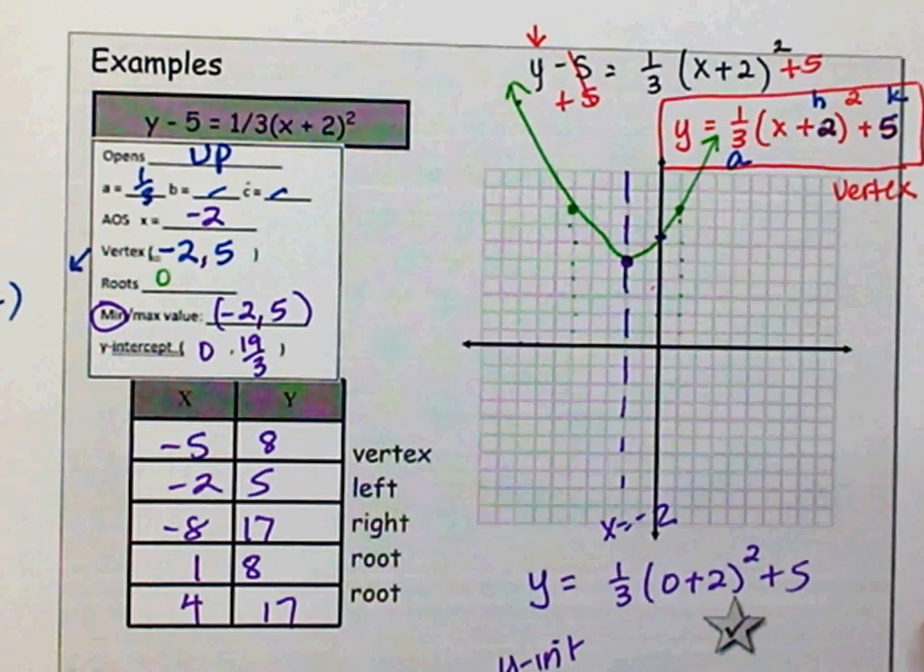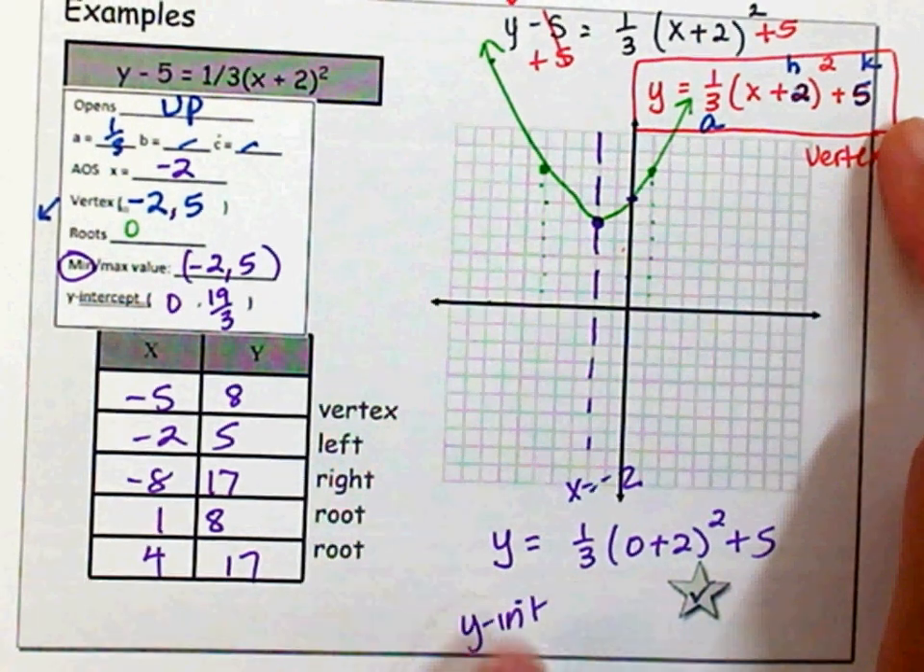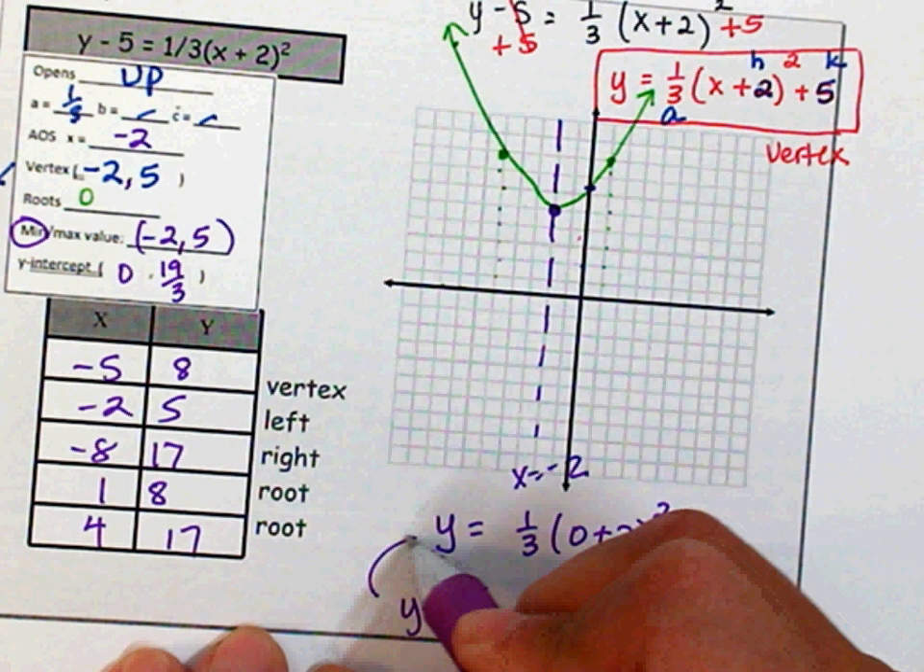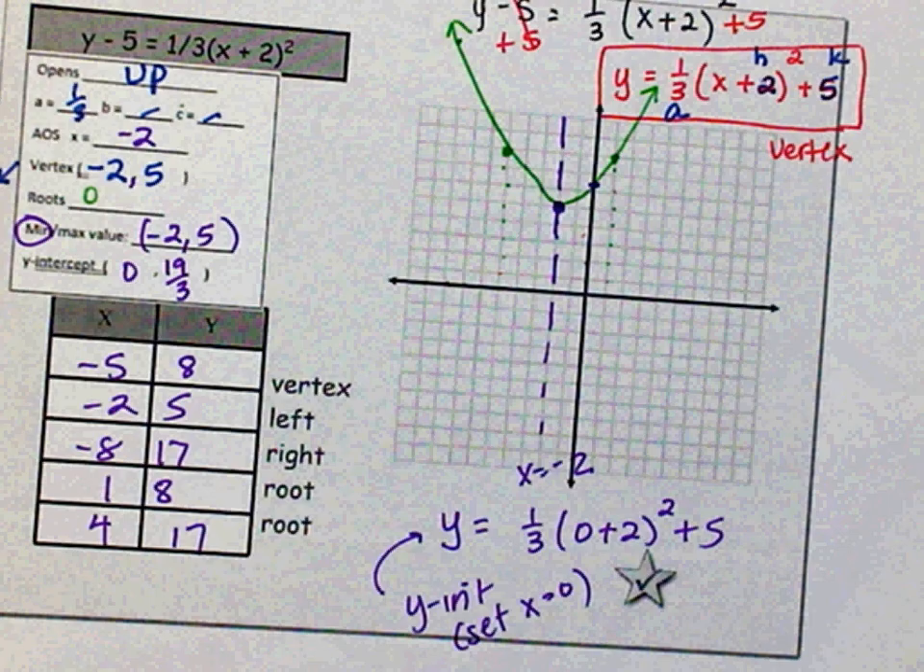This is the vertex. This is how you find the y-intercept right here. That's what you do to find the y-intercept. You set x equal to 0. That's what you do. All righty.